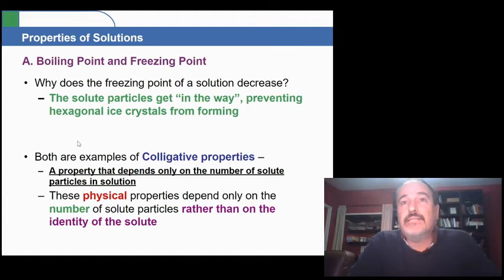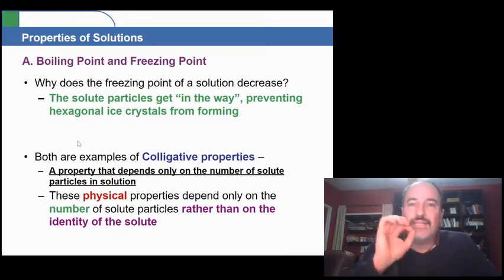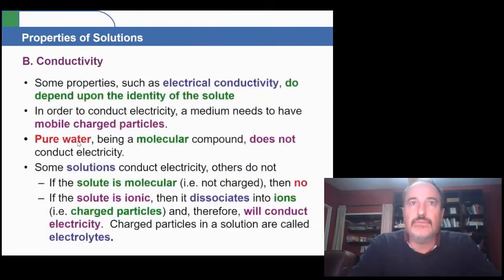Now, both of these are examples of what are known as colligative properties. These are properties that depend only on the number of solute particles in solution. These physical properties depend only on the number rather than the identity of the solute. Now, other types of properties, such as electrical conductivity, do depend upon the identity of the solute.